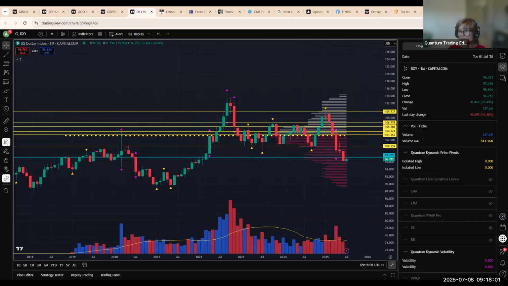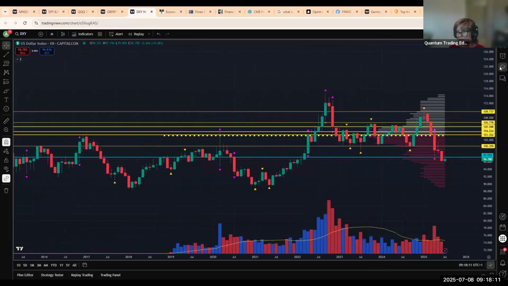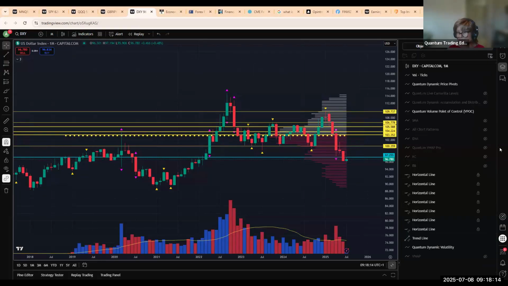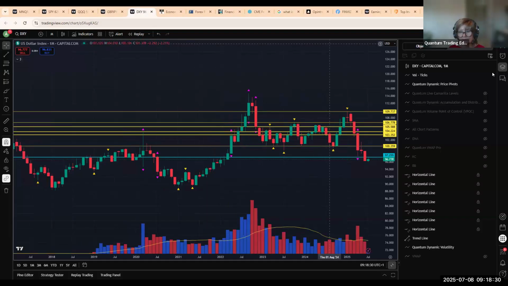Now, these are the lines I've put. Let me just take off the volume point of control, because I don't really want to deal with that today. I want to save that for another time. Let me just see. Let's take it off. There we are. The one thing I do like about TradingView is that you can simply take the indicators on and off with a click of a button, which certainly makes life a lot easier. Let me move that out of the way. Right, there we are.